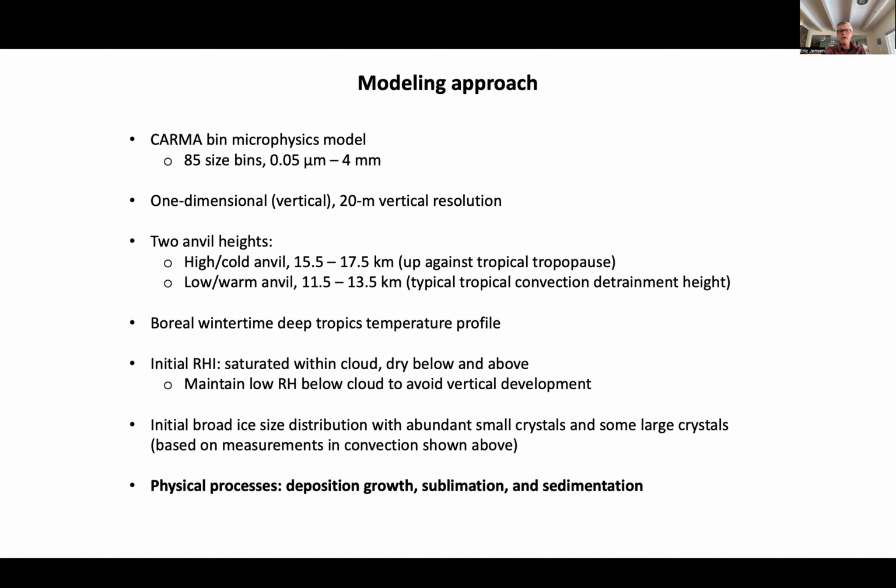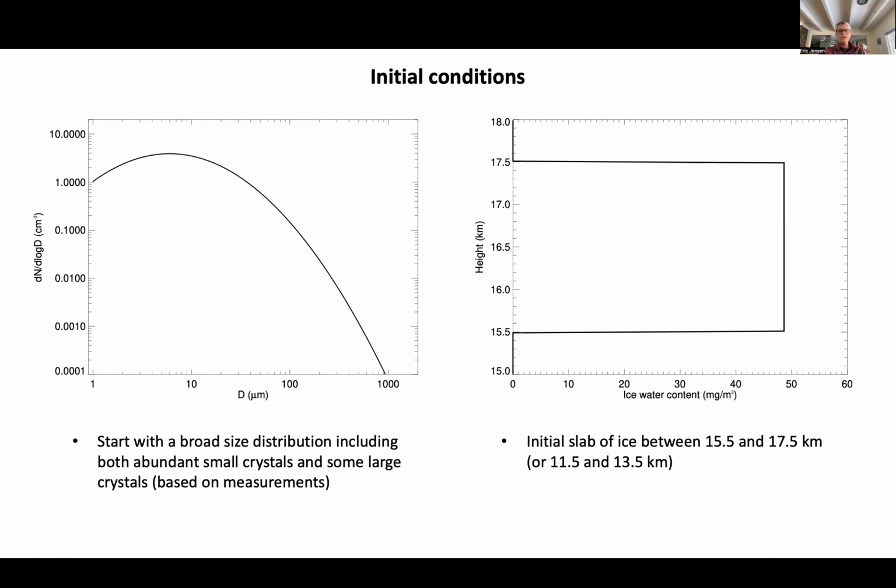Again, very simple physical processes: deposition growth, sublimation, and sedimentation. As everyone knows here, there are a lot of other processes that I'm not including that can affect anvil cirrus evolution, in particular radiatively driven dynamics, and I'll get back to that towards the end of the talk. This just shows the initial conditions with the broad ice crystal size distribution, again based on the measurements: lots of small crystals as well as some larger ice crystals. And I assume a constant ice water content within this high anvil layer, 15.5 to 17.5 kilometers. And again, the lower cloud is a few kilometers below that.